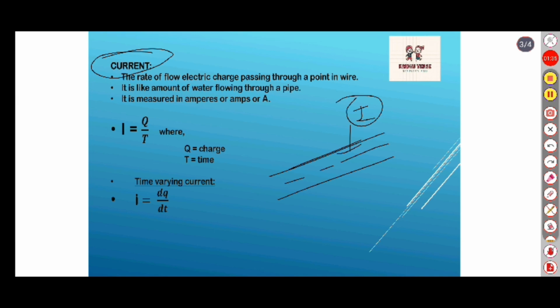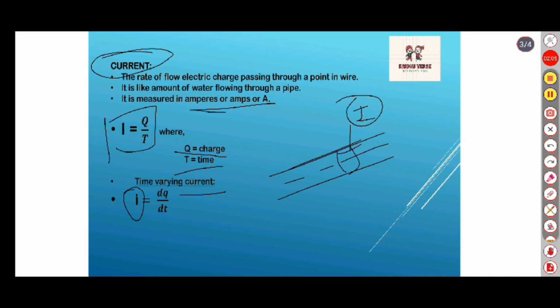So the electric charge passing through a point of the wire, like this point, the flowing of electric charge is known as current, and we measure it in amperes, amps, or A. For time invariant current, the formula is I equal to Q over T, where Q is charge and T is time. And for time varying current, the formula is small i equal to dq over dt, the change in charge over the change in time.